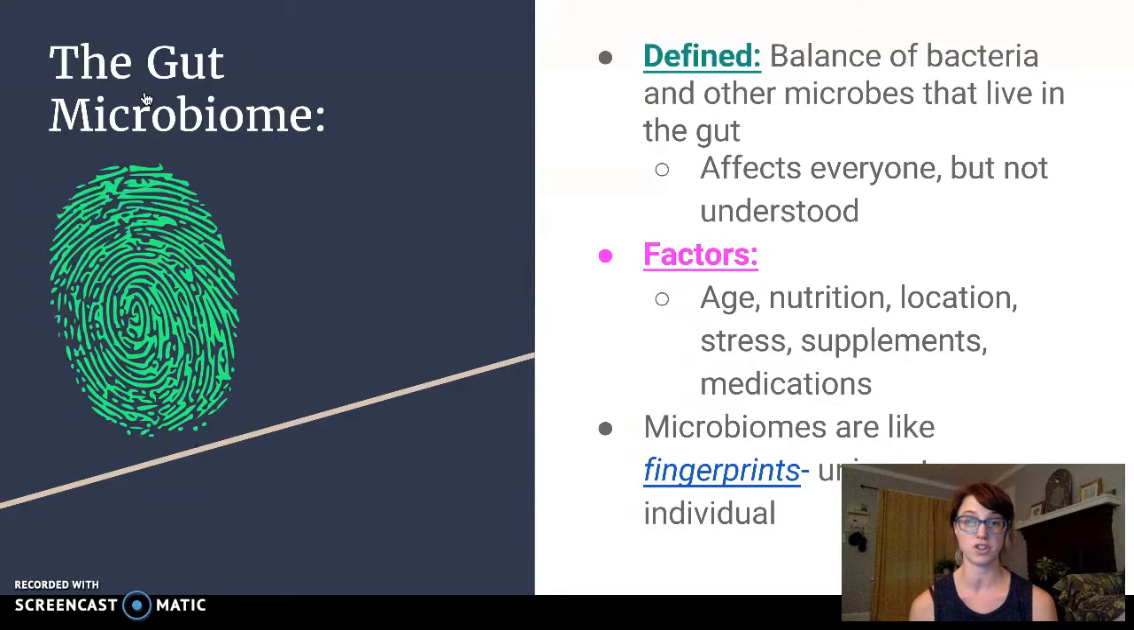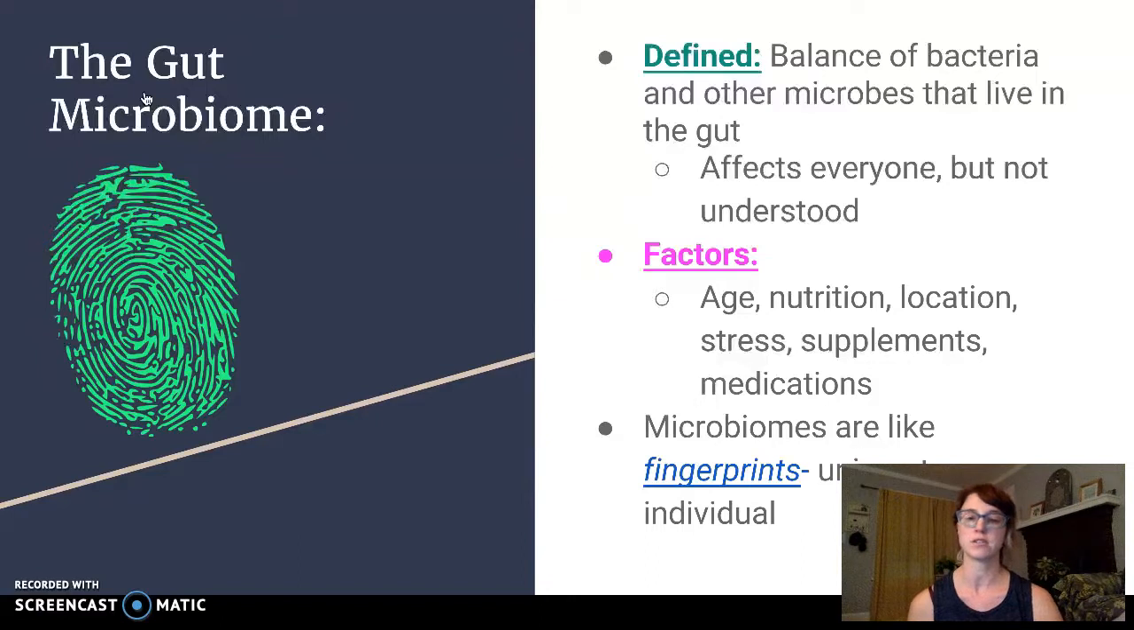So, defined, the gut microbiome is the balance of bacteria and other gut microbes that live within our GI tract. So, this affects everyone's health, but it's not fully understood how. We have a lot of information and a lot of data that is emerging about how this affects our health, especially nutritionally, but we're not completely sure and clear with certain diseases yet.